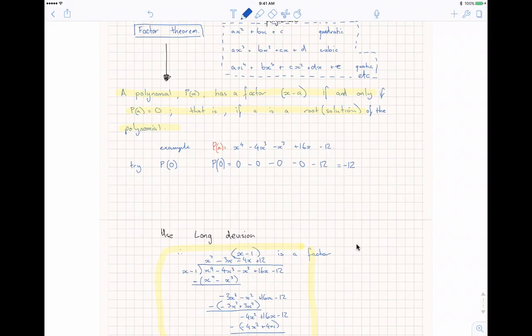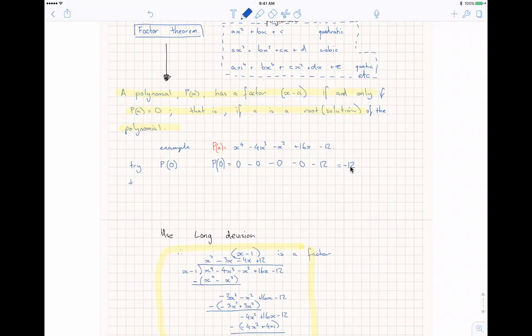Our theorem says that if x minus 0 was a factor, then p of 0 would have to equal 0, but it doesn't. P of 0 equals minus 12. So x minus 0 is not a factor. So let's try another number. Usually we'd try 0, and then you would try 1, then minus 1, then 2, then minus 2, until we find a factor.